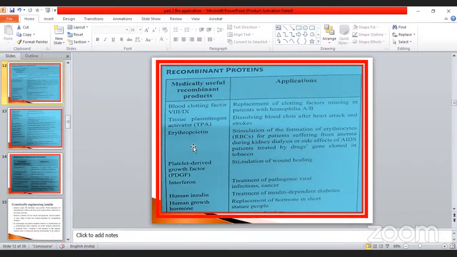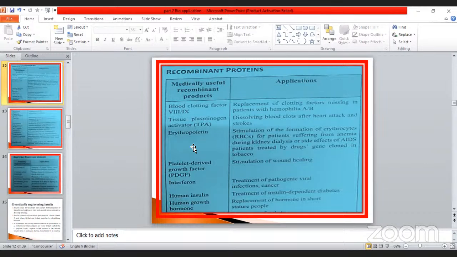The interferon is medically very, very important, because it is used in the treatment of pathogenic viral infections and cancer. You know, in recent years they were also used for COVID-19. So interferon is an antiviral protein molecule. It fights against many pathogens of the virus. That's why they were produced in the laboratory and also used in applications.